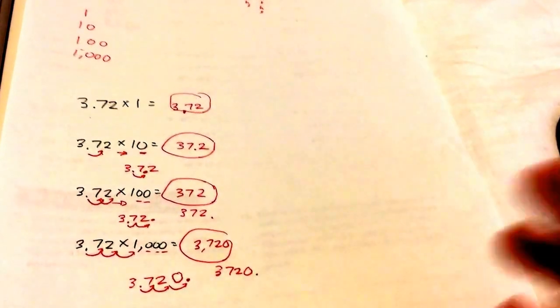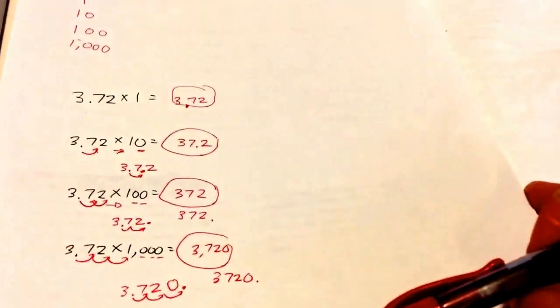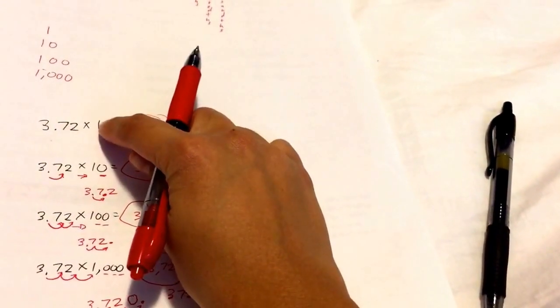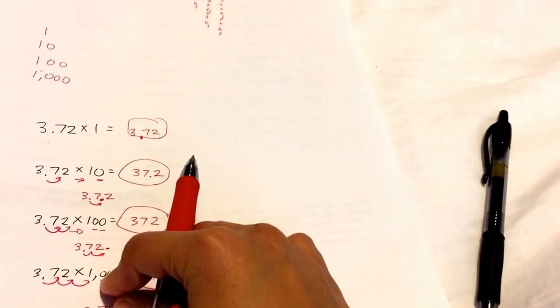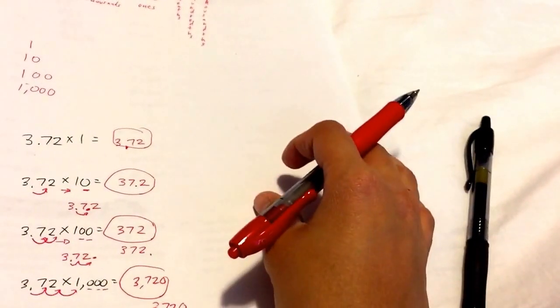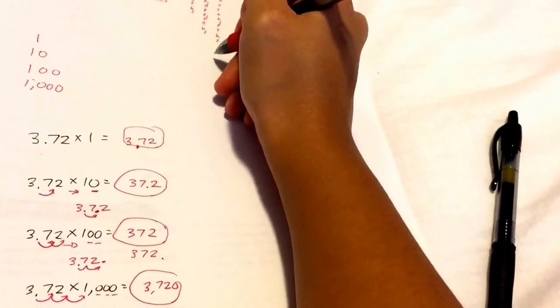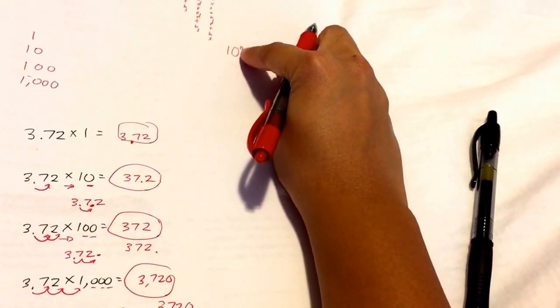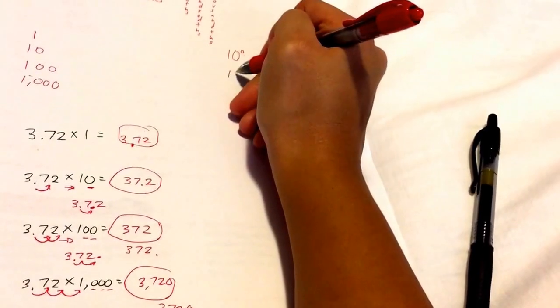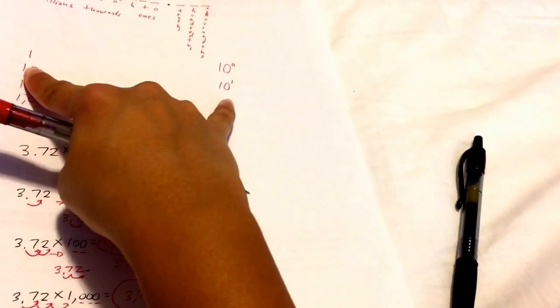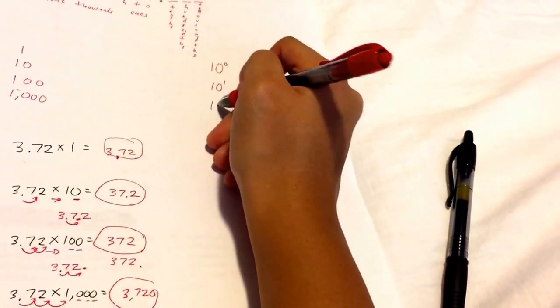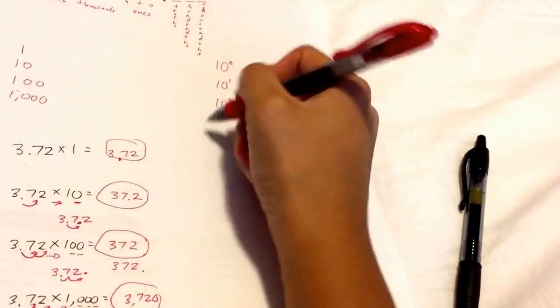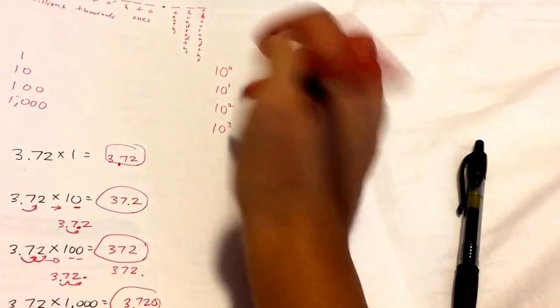Okay. Now I'm going to show you a different number, and this time with a power of 10. And so here you could see that we're just multiplying by ones, tens, hundreds, thousands. Keep in mind we could do the same thing using exponents. So the exponent for 1 looks like 10 to the 0, because it means that there's no zeros after the 1. Here's 10 to the first, which is equivalent to 10. 10 to the second is equivalent to 100. And 10 to the third is equivalent to 1,000.